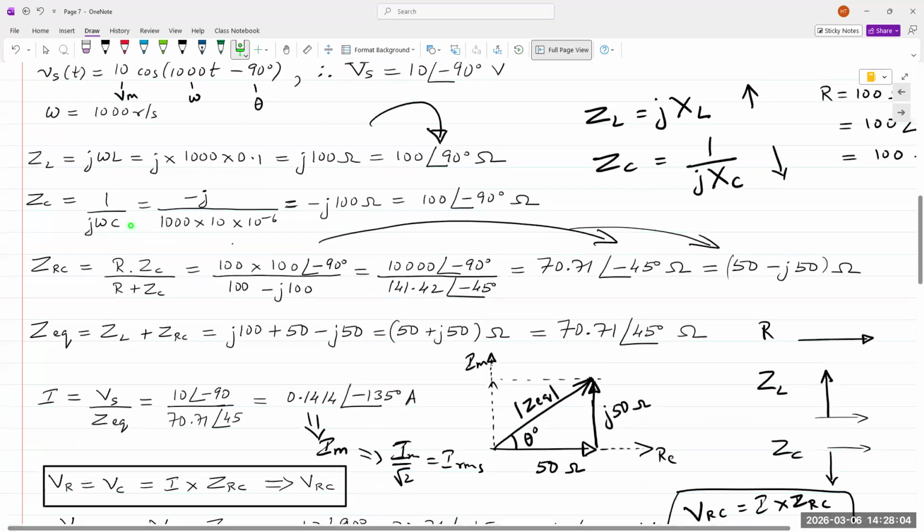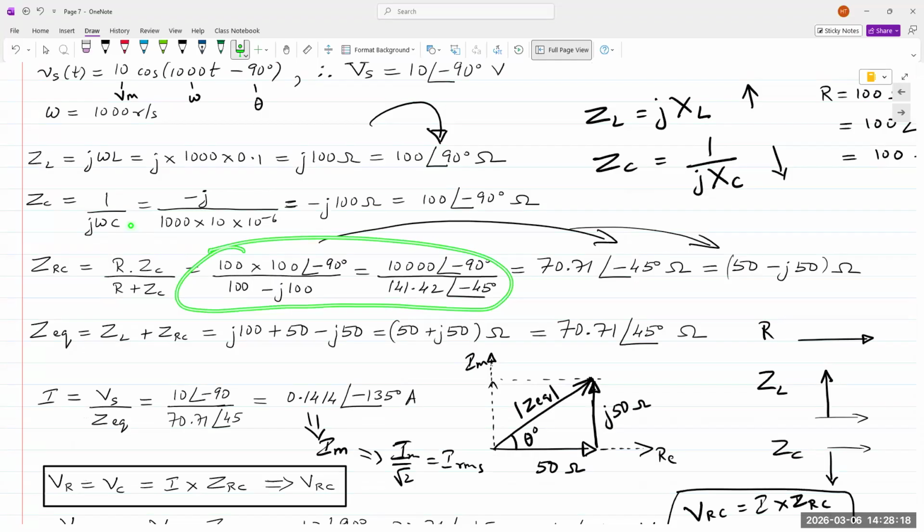ZRC is R in parallel with ZC. R in parallel with ZC gives me R times ZC divided by R plus ZC. We solve that and obtain 70.71 with an angle of minus 45. At the same time, I also want to find the rectangular coordinates. That's 50 minus J50.